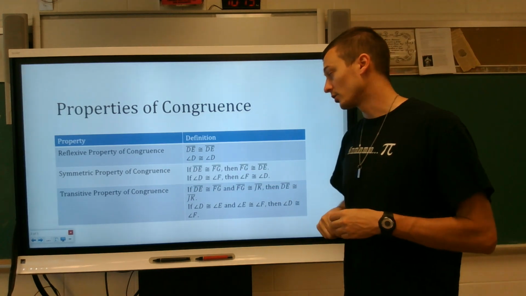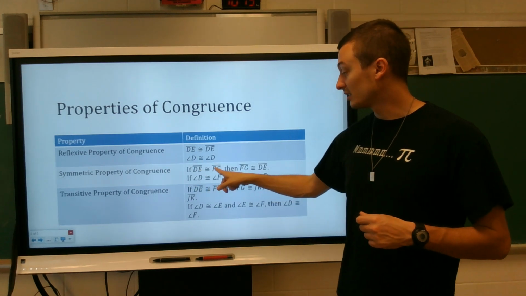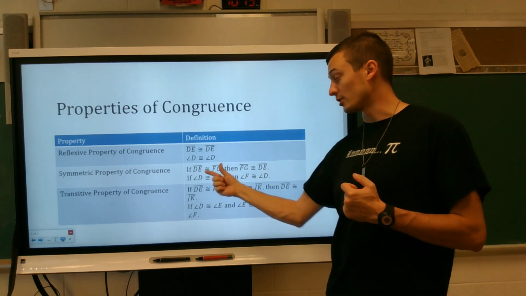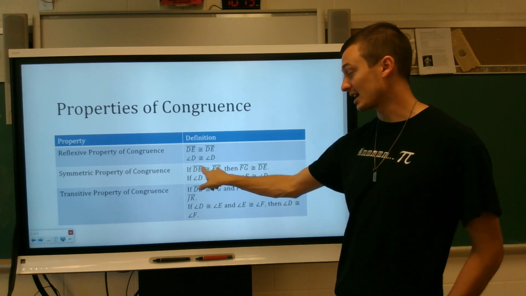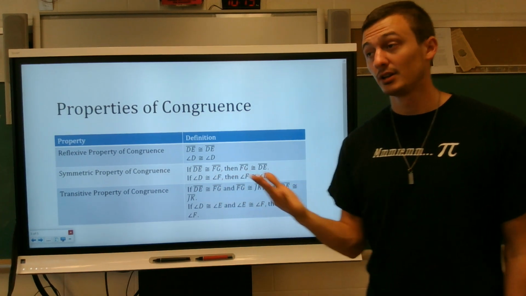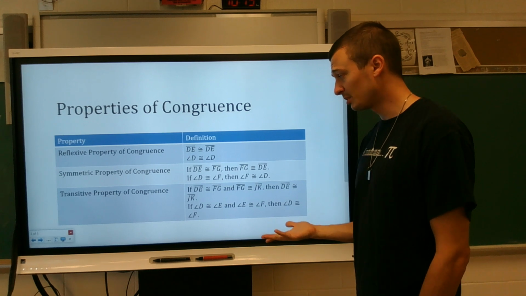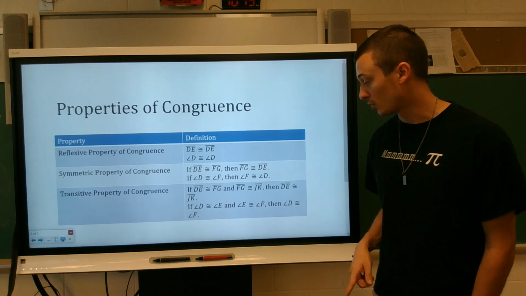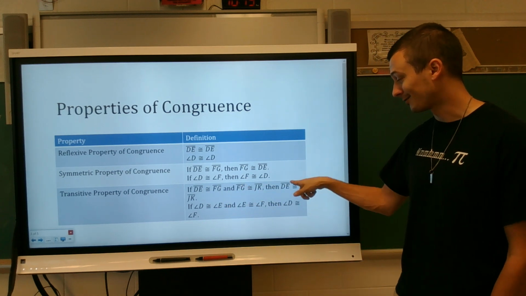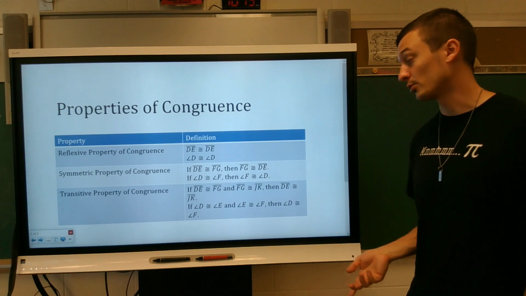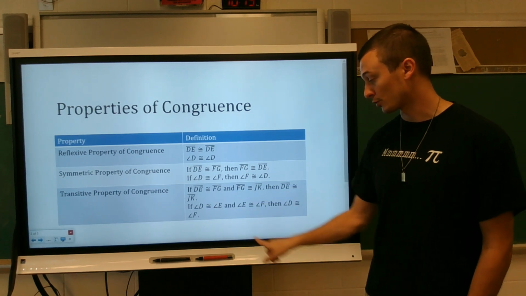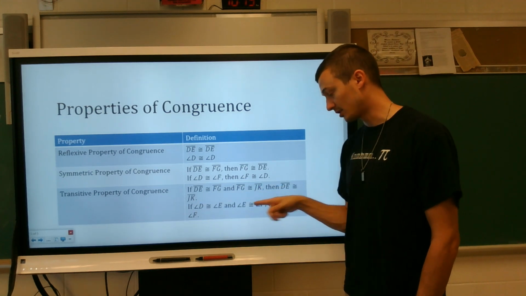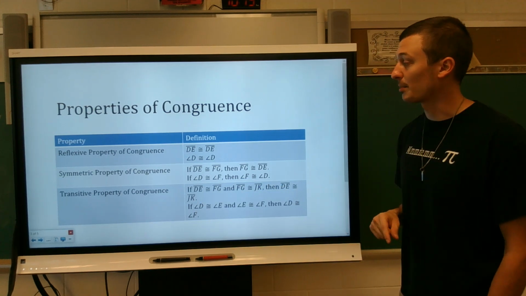So the symmetric property of congruence says that if segment DE is congruent to segment FG, then segment FG is congruent to segment DE. Again, you can flip a congruence. You can also do this with segments or angles or really anything else that can be measured. The transitive property: if one segment is congruent to another one, and that one's congruent to a third one, then the first one is congruent to the third one. Same thing with angles. If two angles are congruent and two other angles are congruent, but these two are the same, then the first is congruent to the last. It's the properties of congruence.